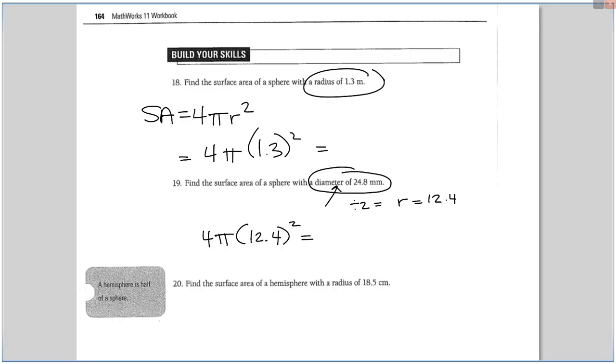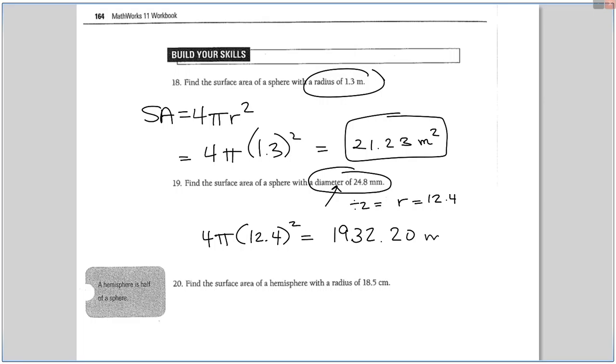Someone yell it out for me? First one? 20 something? 21.23? Thank you. And the second one? 19.32? 1932.20? And that'll be millimeter square.